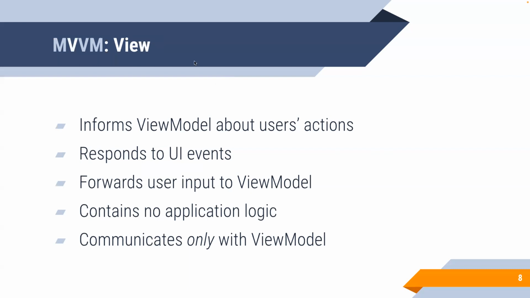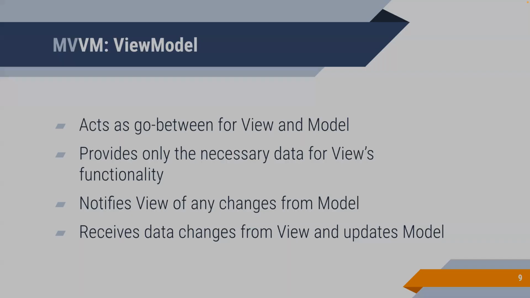So next, talking about the view, this is how it's going to take in the user's actions and tell the view model what's going on. This is where it responds to UI events like button clicks. And then any user input that it gets, it forwards to the view model. There's no application logic in here. So this is not going to be filtering any eateries, or doing that kind of back-end work. This is only to do with the UI. And again, it communicates only with the view model, never talking to the model directly.